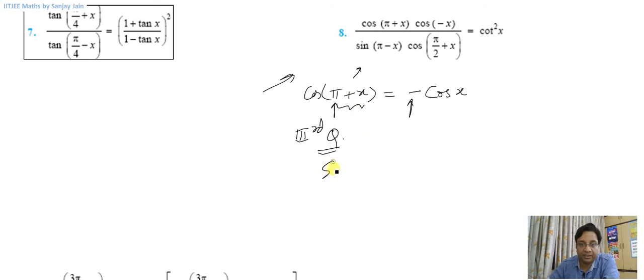And apart from this, what do we have in this question? Sin pi minus x. What about sin pi minus x? Now this is second quadrant where sin is positive, right? And pi is there, so sin will remain sin. So sin x. Sin pi minus x is equal to sin x.